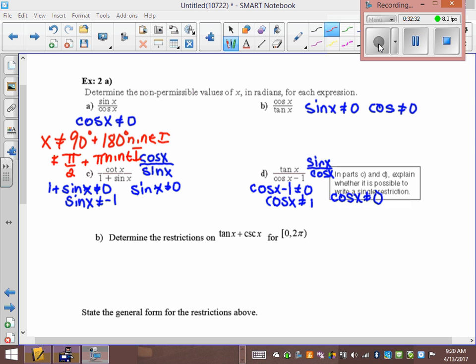When you see a tan in the denominator or a cotan in the denominator, you should have a little happy face on, because it happens everywhere. 90 and 90 and 90 and 90. So x can't equal 90 degrees n, n an integer. That is so easy.